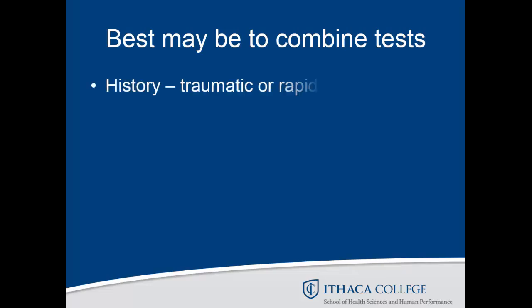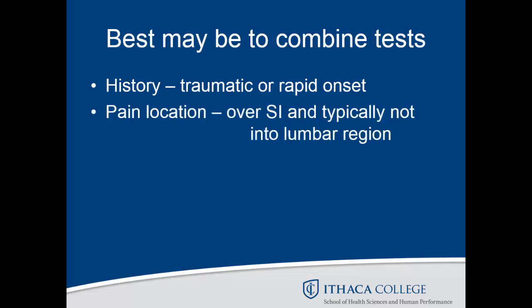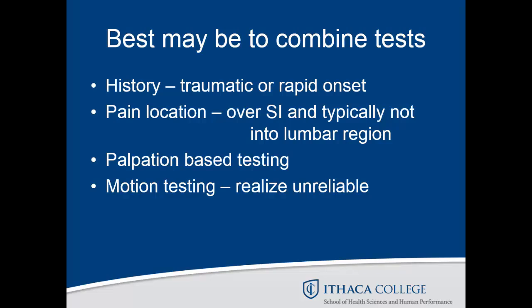So again, it's best to combine tests. So the history, what was the onset of their symptoms, where's their pain? Typically SI joint dysfunction presents as unilateral pain that extends down into the buttock, doesn't cross the center or over to the other side. Again, they can have some posterior thigh pain, they can have some anterior pubic symphysis pain, they can have some groin pain. You can do your palpation-based testing, your motion-based testing, realize the difficulty with both of those tests, and probably your best tests are your pain provocation testing.